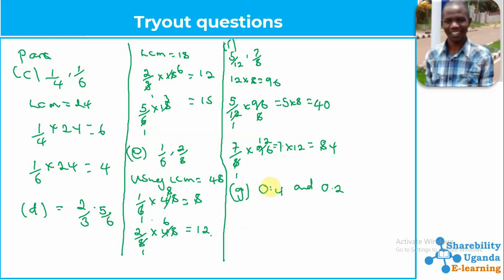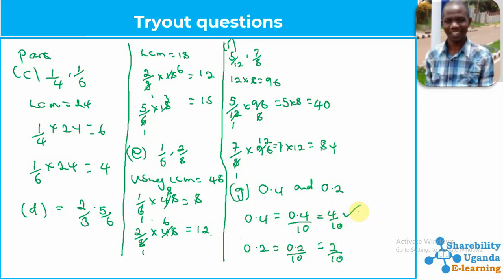When you have these decimal numbers, 0.4 is going to be the same as 0.4 out of 10. Why do we say out of 10? We get our point here, we put a 1, then the remaining becomes 0. So this is the same as 4 out of 10. Then we also get our 0.2, which is also going to be equal to 0.2 out of 10, which is also going to be 2 out of 10.